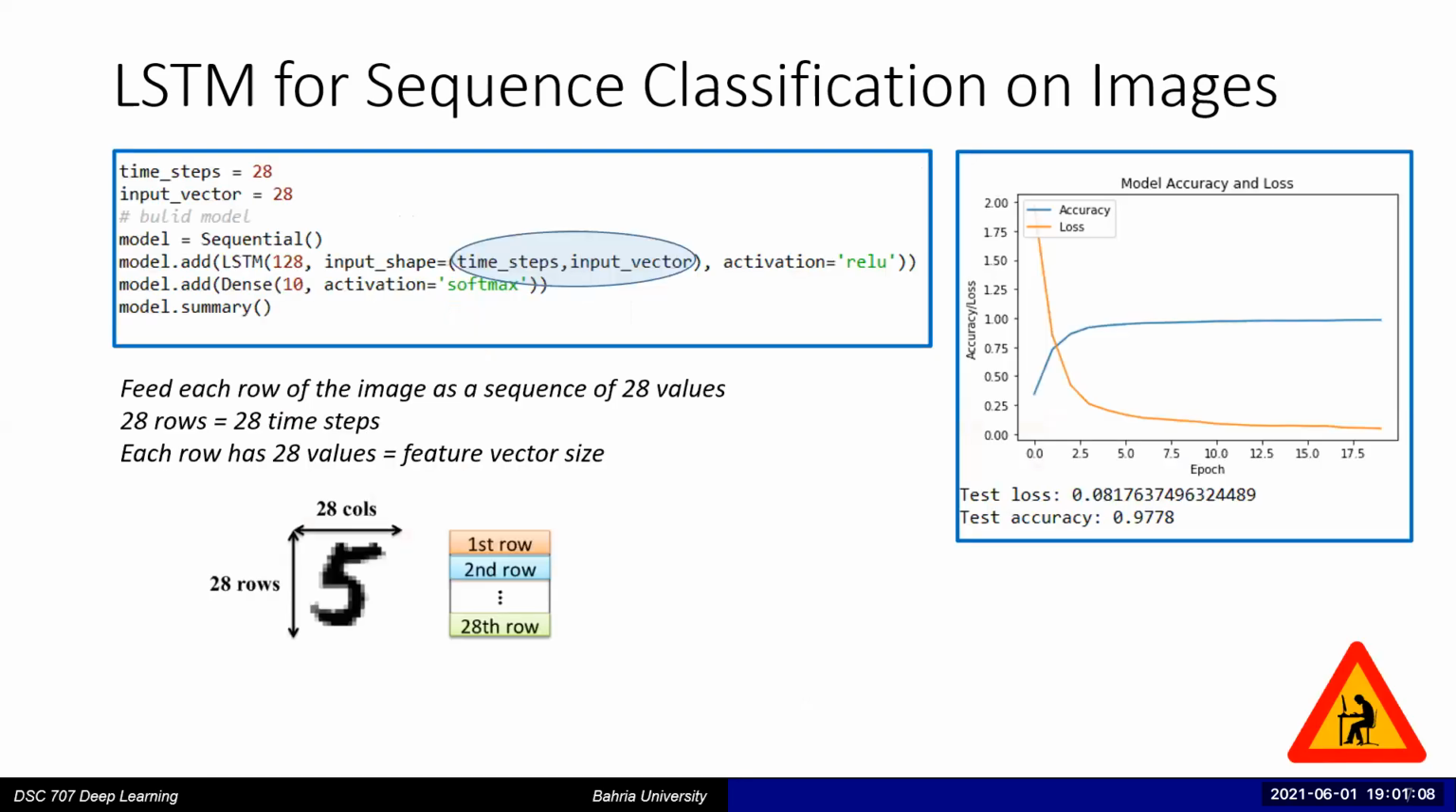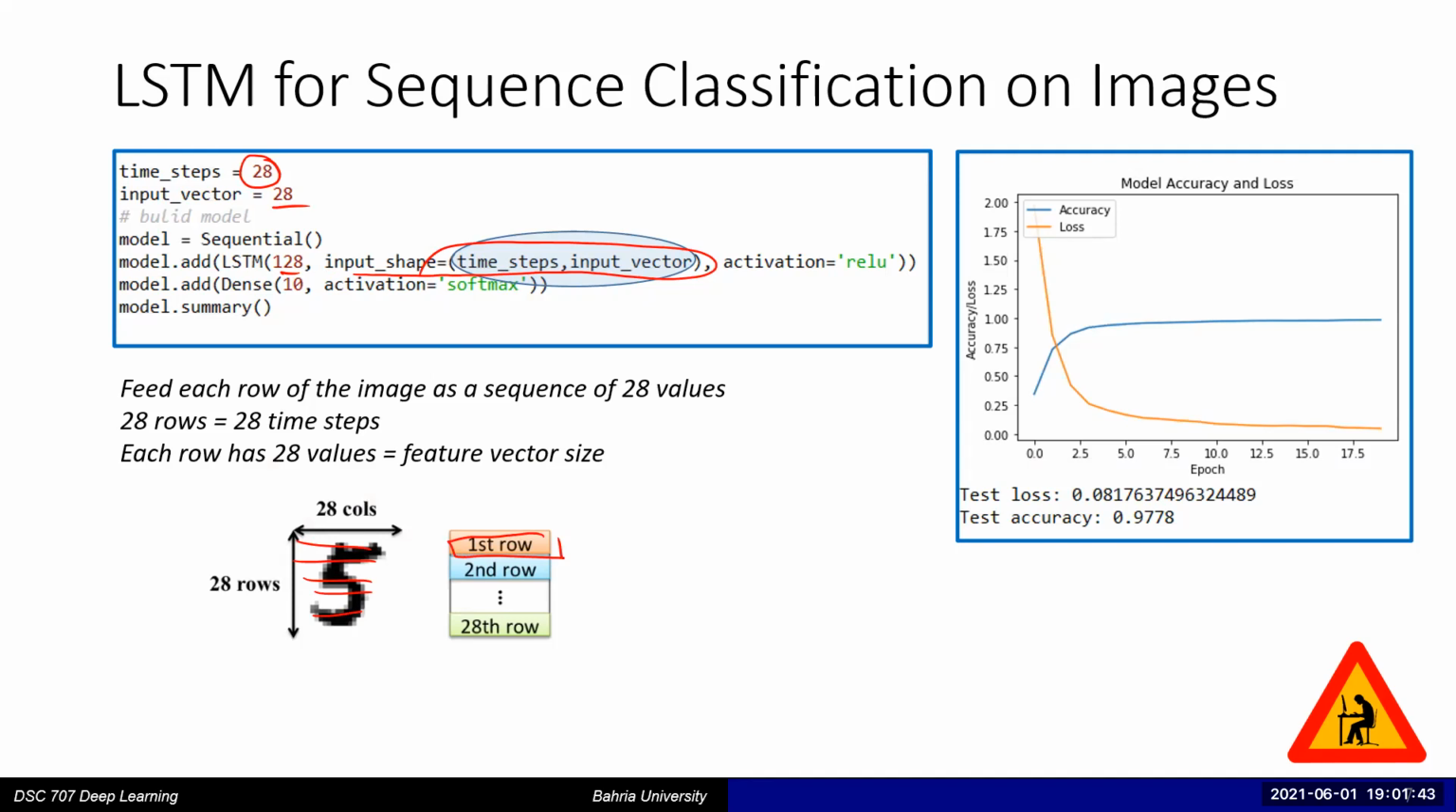So if I show you the implementation, it's fairly simple. You create a model, you have an LSTM layer with 128 simple neurons. This is important: you are telling your LSTM how many timestamps there are. 28. Why 28? Because there are 28 rows. So this is 28 timestamps. How many values are there in each timestamp? Meaning in each row, how many values are there? Since it was a square image, that is also 28.